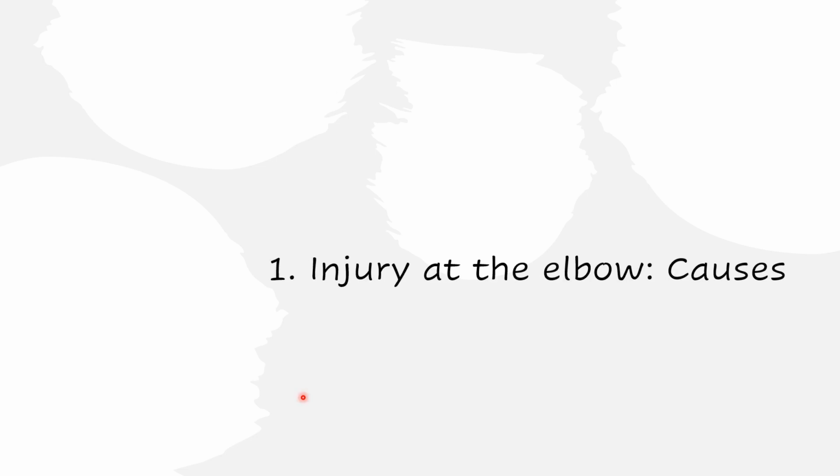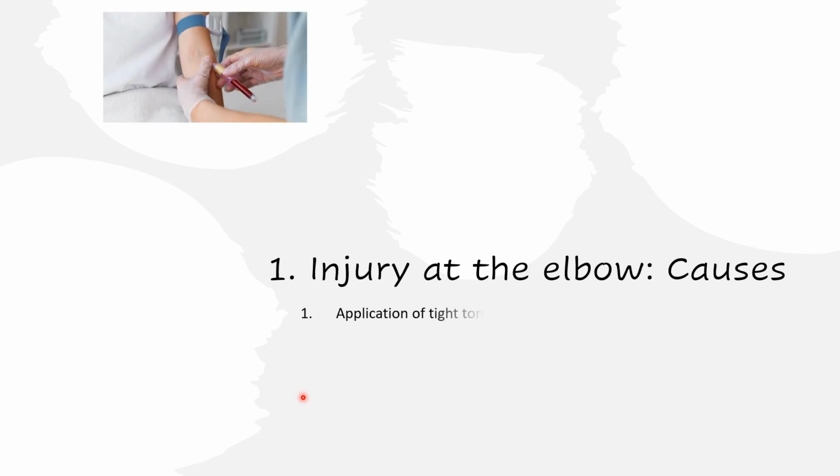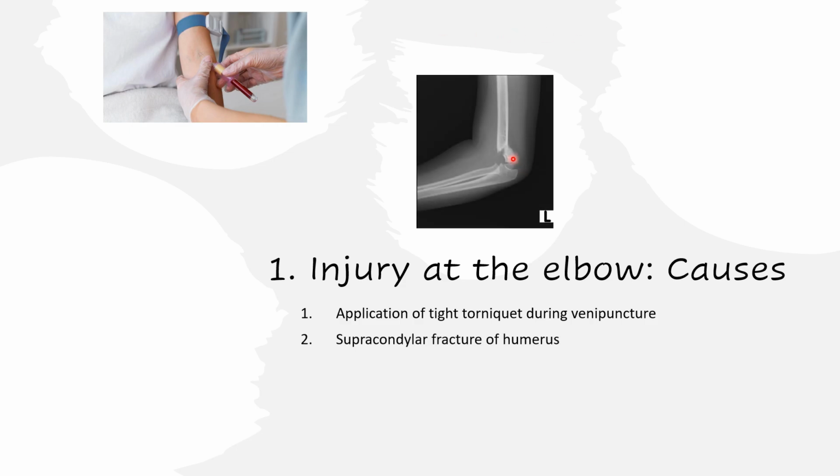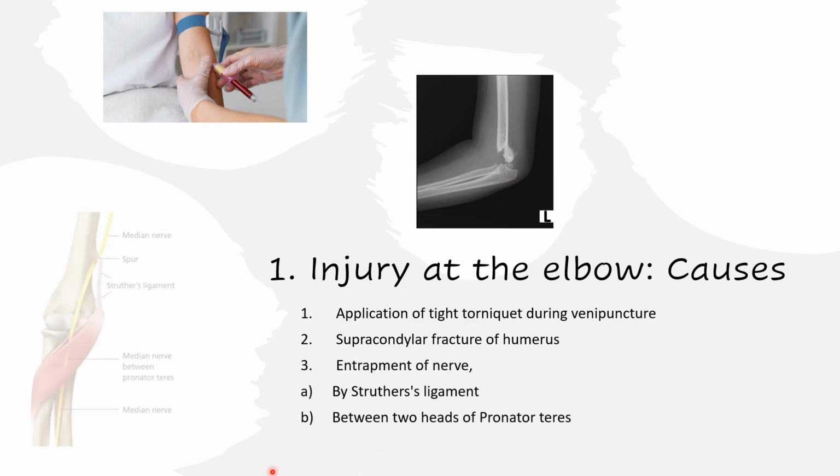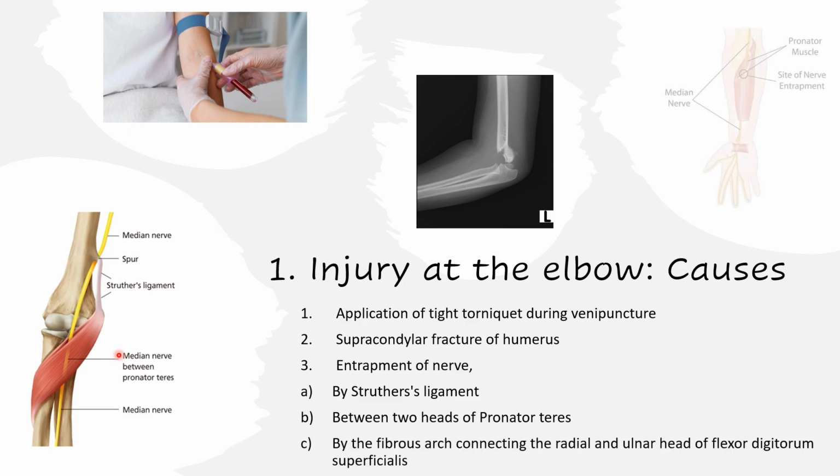Now let's look at the causes of injury of median nerve at the elbow. So the most common cause is application of tight tourniquet during venipuncture. Supracondylar fracture of the humerus can cause injury of the median nerve, and entrapment of the nerve, that is by the Struthers ligament and between the two heads of pronator teres during its course, and also by the fibrous arch connecting the radial and the ulnar head of flexor digitorum superficialis.